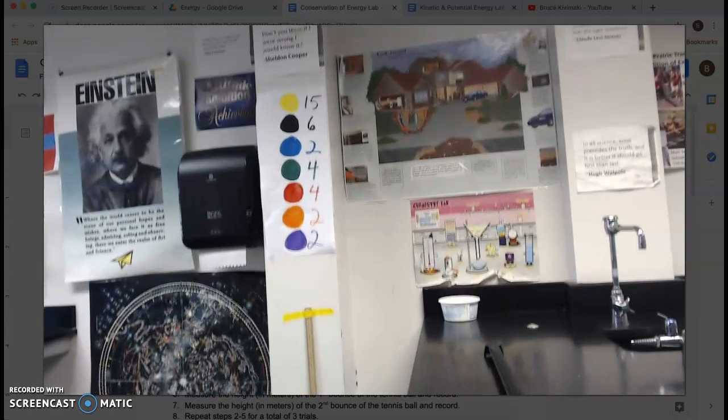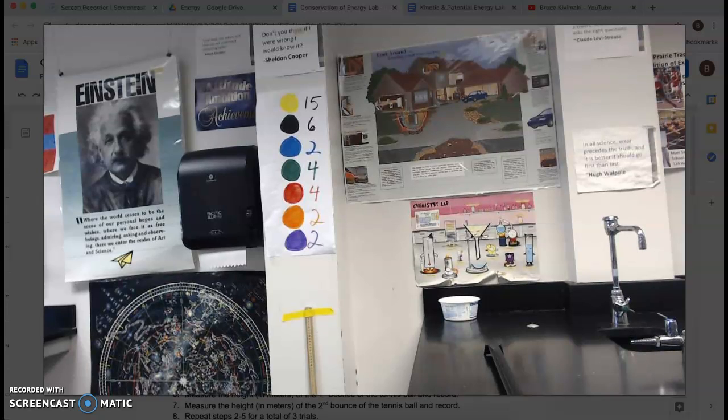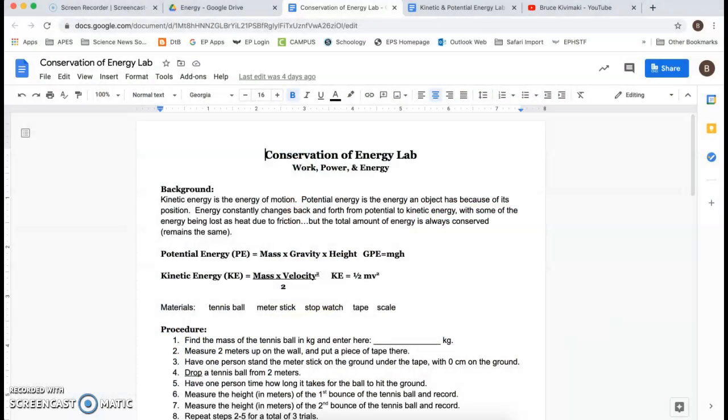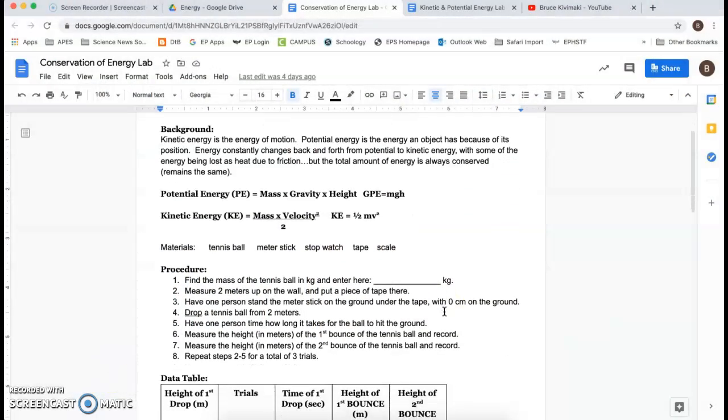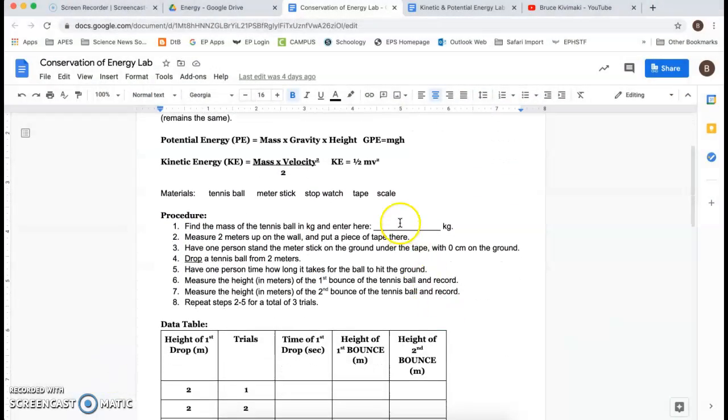So now, here's what we're going to do. Let's get to the lab by clicking here, and there we go. There's the lab. Here's what you need to know about the mass of the tennis ball. It is 0.05 kilograms. Get that in there.